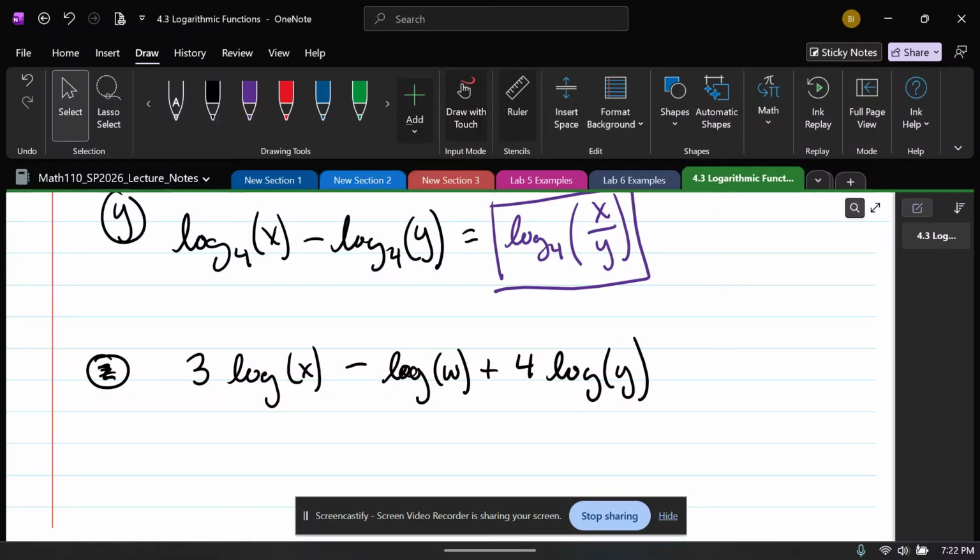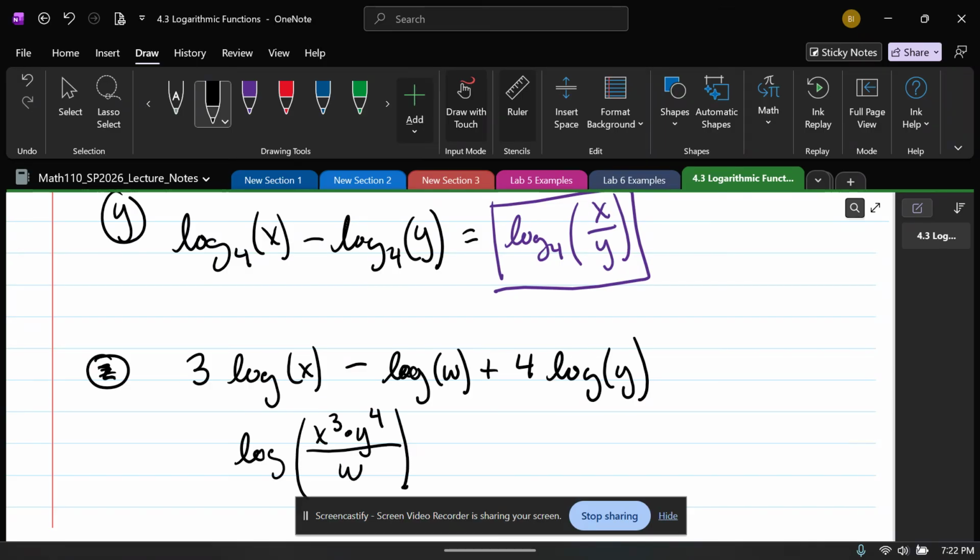All right, so only one logarithm. You got the right parts in the top, but only one logarithm. So we're going to rewrite it as log. We got x to the third, and you're right, times the y to the fourth. That's on the top too. Why do we know both of those are on the top? Because they're positive. On the bottom, that's where the w is going to go because it's negative.